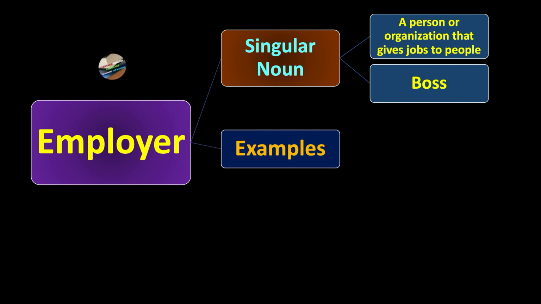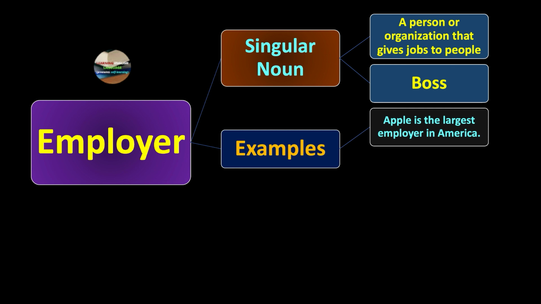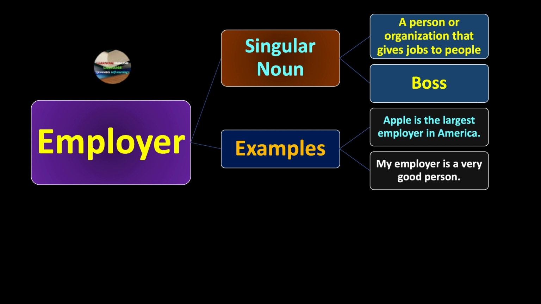We have the examples. Apple is the largest employer in America. So here the word Apple refers to organization as an employer, and Apple as a company, as an organization, provides jobs to a number of people. My employer is a very good person. Here the word employer refers to a person. So employer may be an organization, maybe an institution, and maybe an individual.